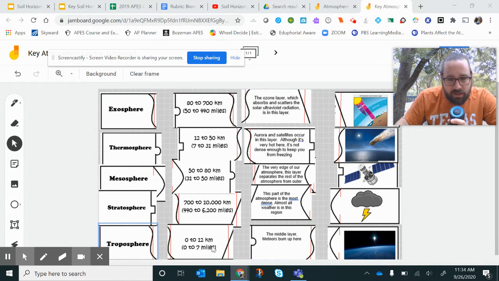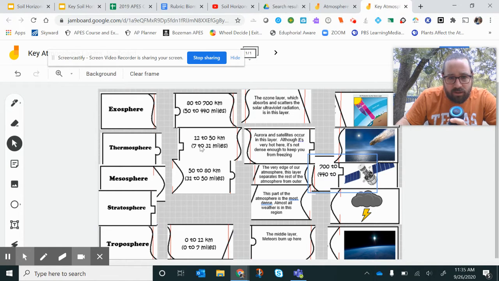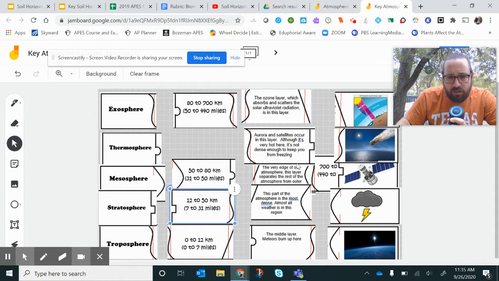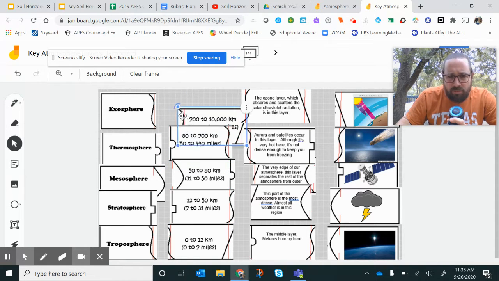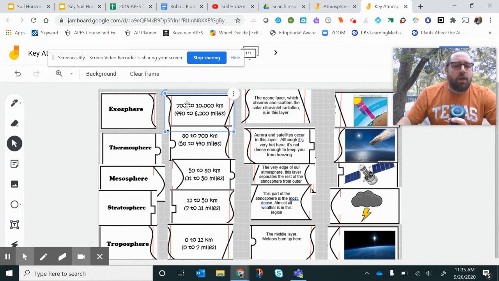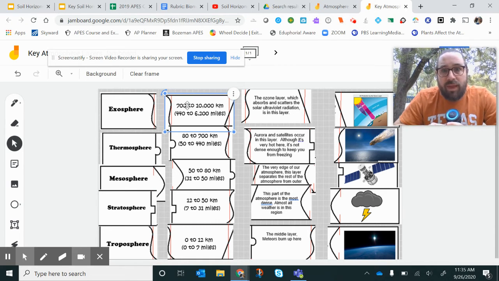So let's go ahead and put these in order. So it has 0 to 12 kilometers, and then 12 to 50 kilometers, and then 80 to 700 kilometers, and then out into space. You don't have to memorize the height. You don't have to remember the altitude. That's just for a point of reference.